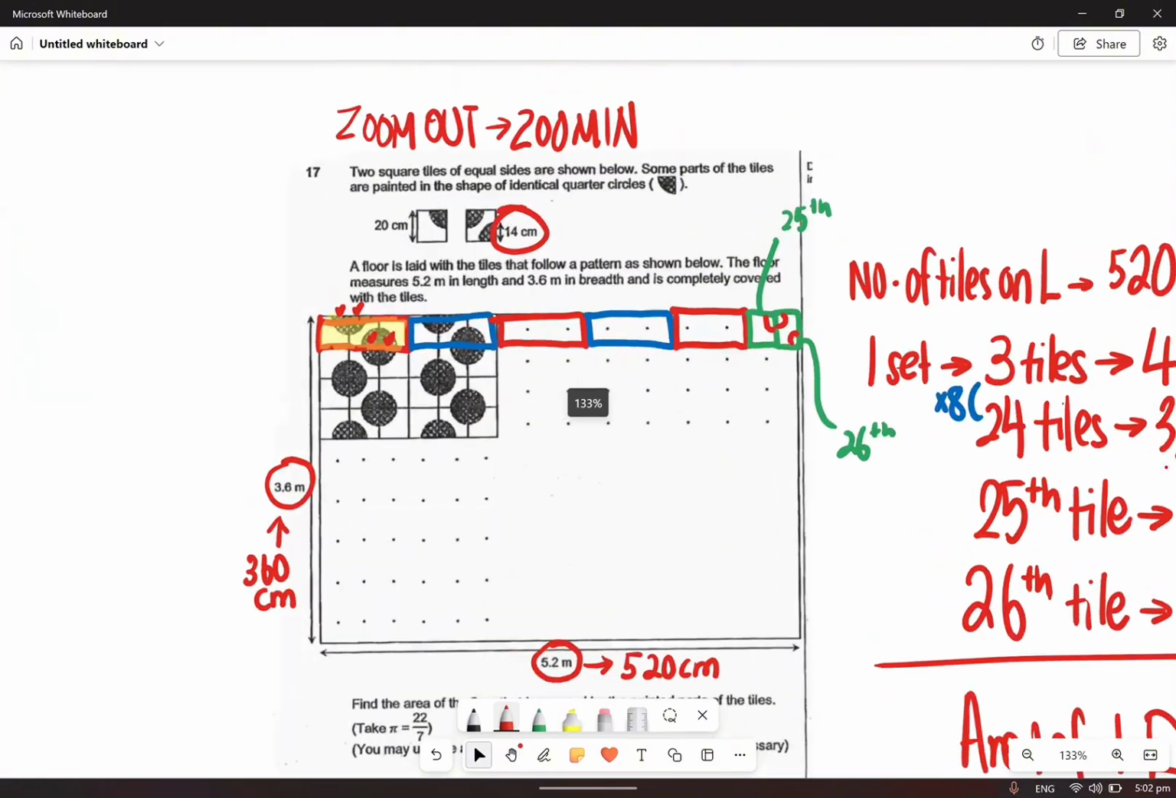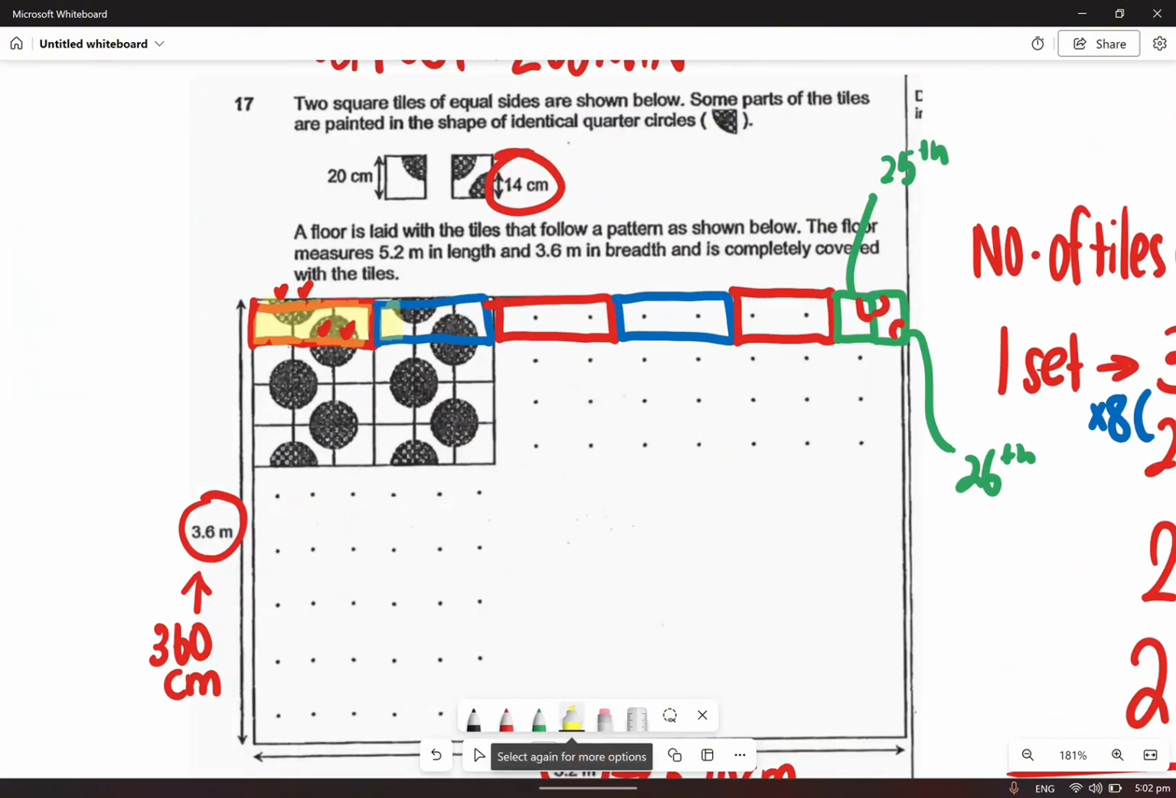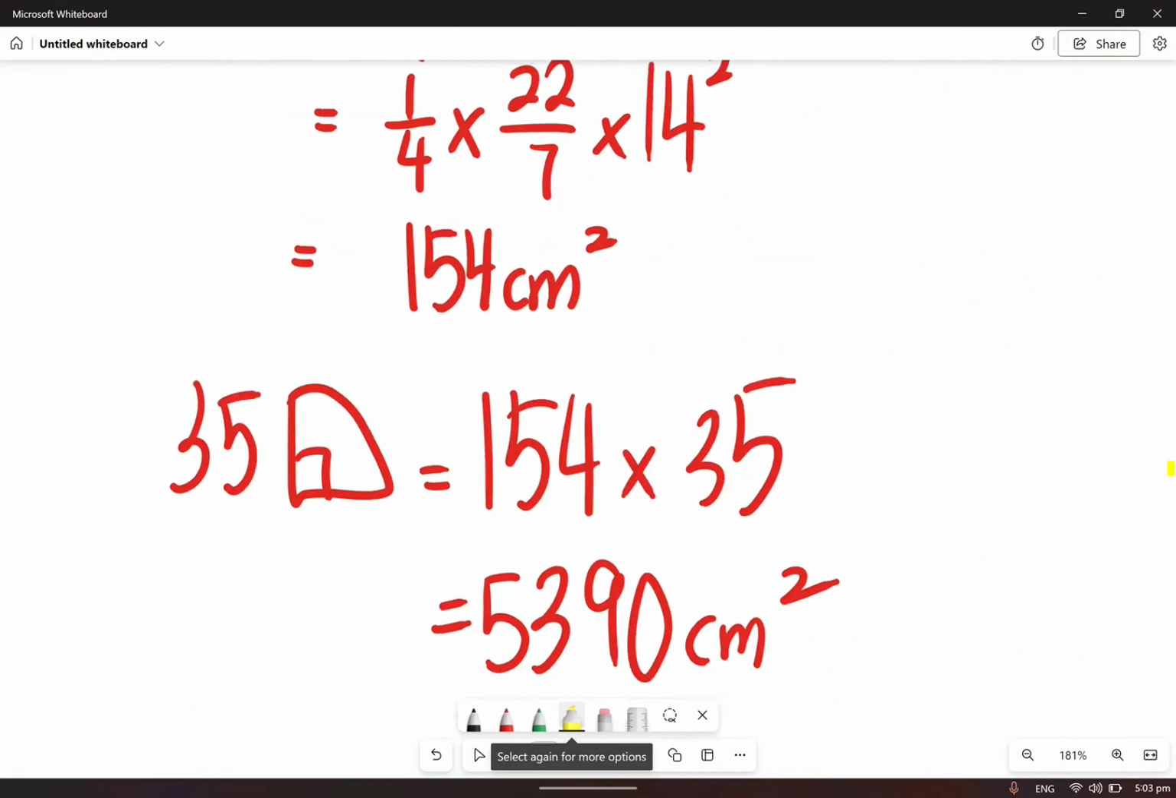Now, if you're wondering what this 5390 is, it's only for this part that I'm going to highlight in yellow. You understand what I'm saying or not? It's only for this part that I'm going to highlight in yellow, which I just did. Can you understand? This entire strip is already 5,390 centimeters squared.